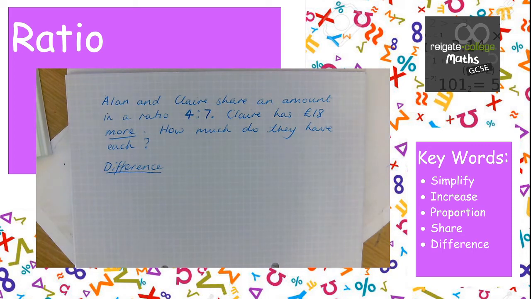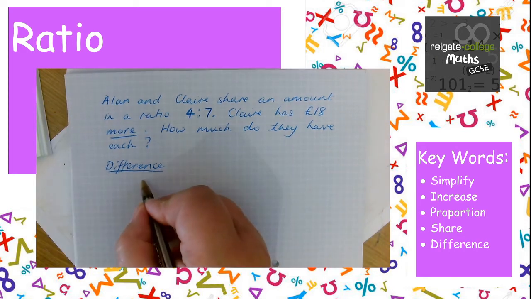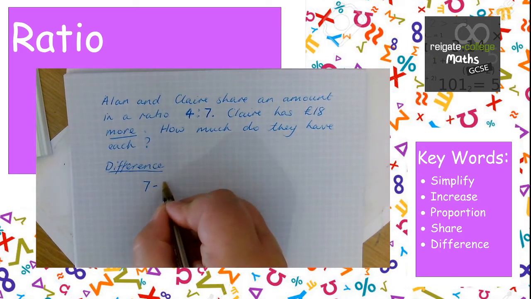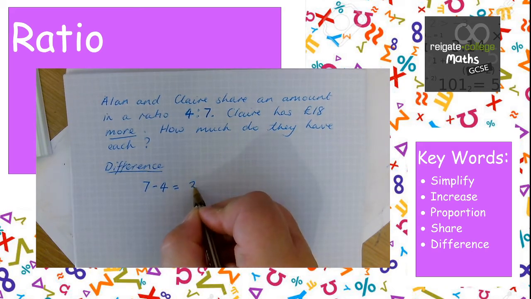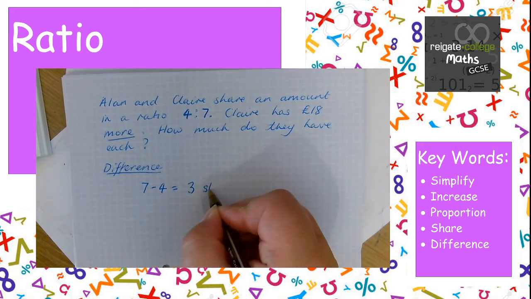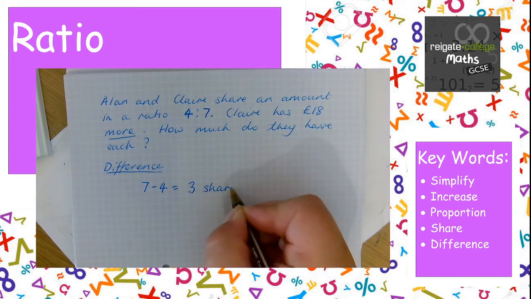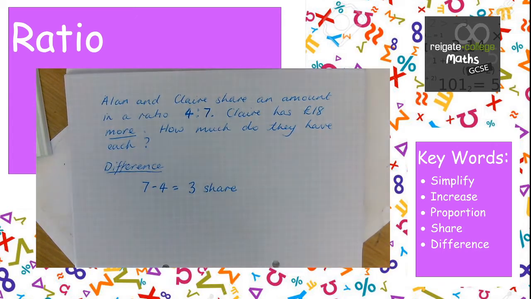Now difference is always a subtraction sum. So I need to find the difference in the value of shares. 7 shares for Claire, 4 shares for Alan. Subtract them. It says Claire has 3 more shares.